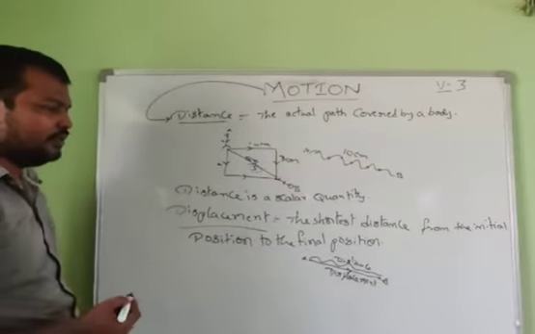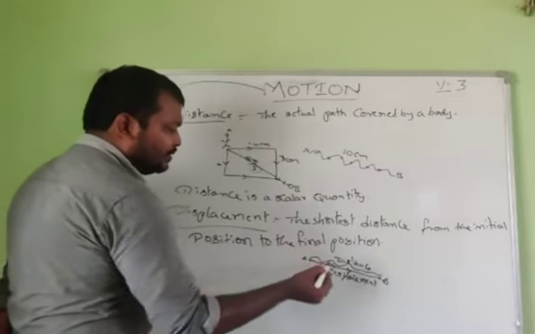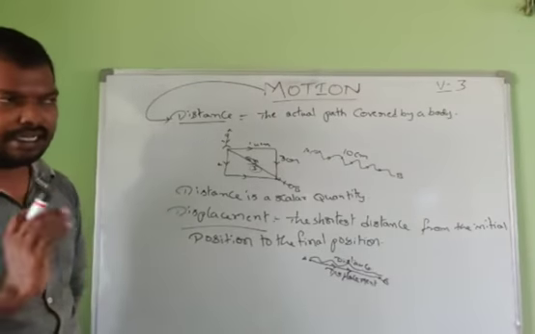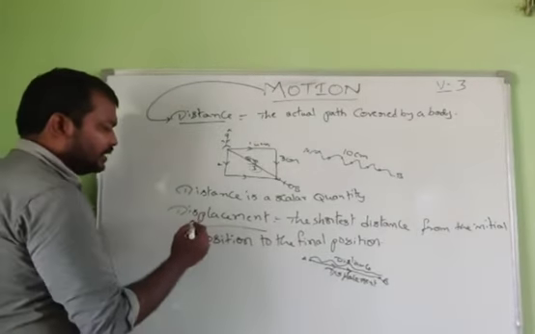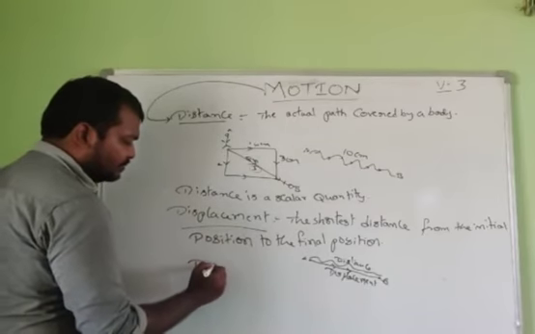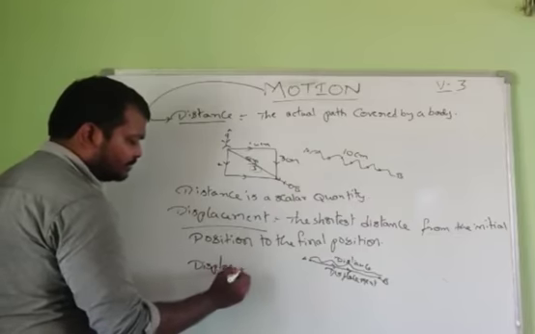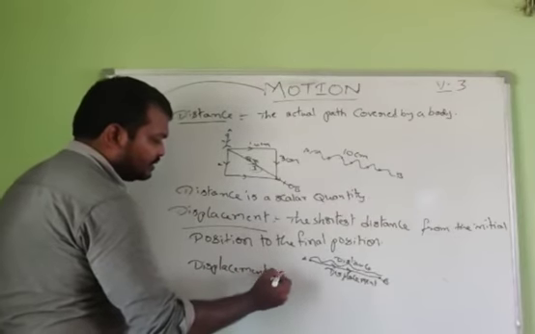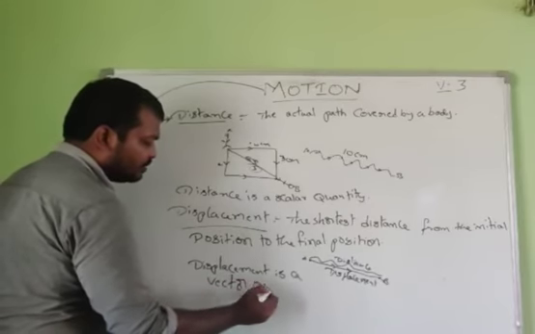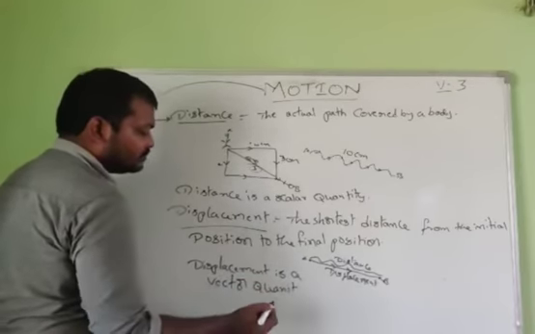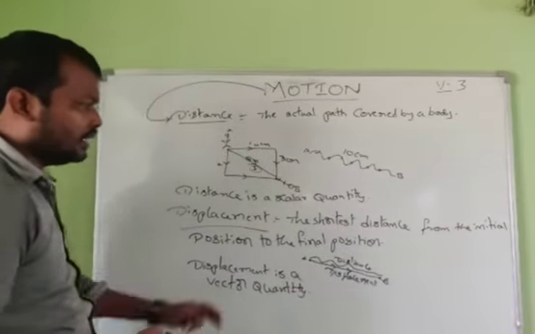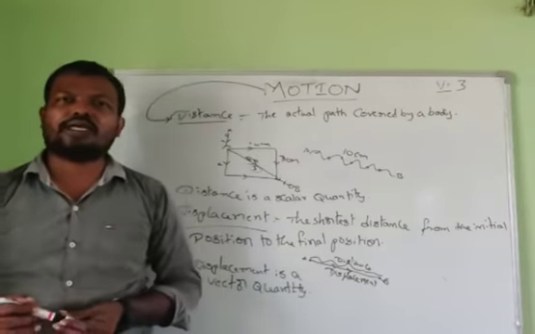So what do we identify? Displacement has a particular direction. Distance does not have a particular direction. So that is the reason why displacement is called a vector quantity. Displacement is a vector quantity. Distance is a scalar quantity. Displacement is a vector quantity.